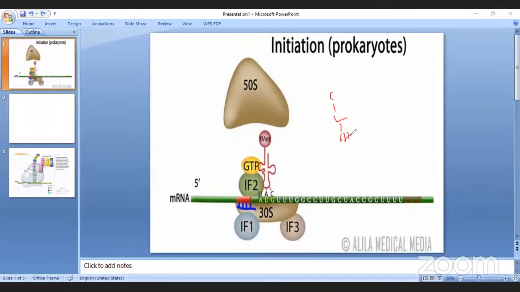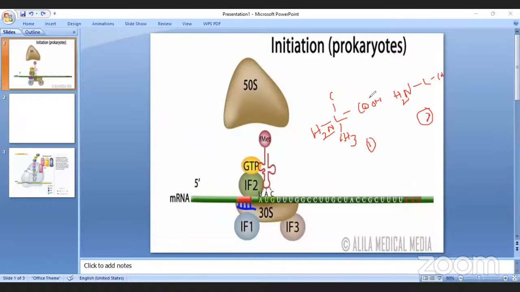CH3, H2N, COOH. This is one amino acid, the first amino acid. Second amino acid, H2N, C, COOH, something. This is the second amino acid.